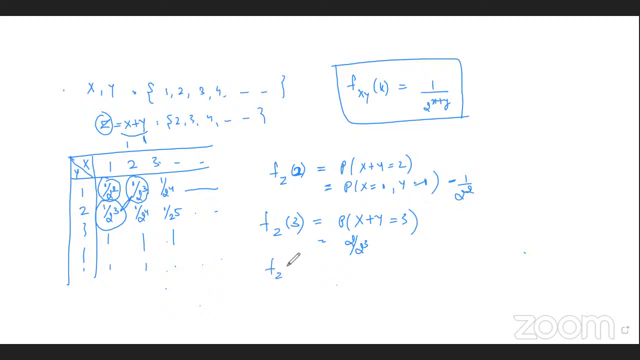Similarly, if you find f of 4, what will you get? So here you will have 1 upon 2 to the power 4. So for 1, 3, for 2, 2, and for 3, 1, you will get 1 upon 2 to the power 4. So if you sum it all, you will get 3 upon 2 to the power 4. So you can see a pattern here, right? So for any general k, f of k, you are getting k minus 1 divided by 2 to the power k.